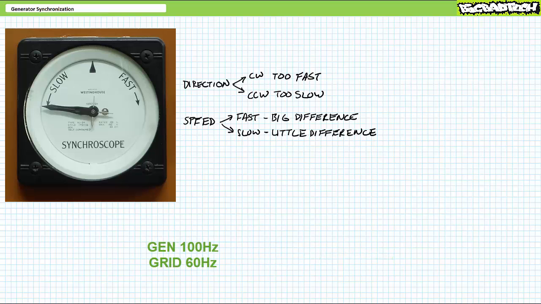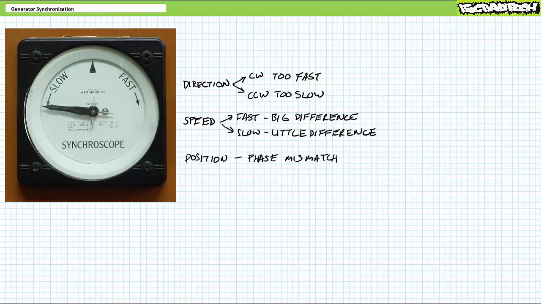Conversely, consider a generator at 100 Hz and the grid at 60. This is again a substantial mismatch, this time on the too fast side, and the needle would spin rapidly clockwise. In response, an operator would decrease the speed of the prime mover to meet the grid. As the frequency of the generator gets closer and closer to the grid, the needle would continue to spin in the clockwise direction, however it would spin slower and slower and slower. Ideally, when the frequency of the generator matches that of the grid, the needle won't spin at all.